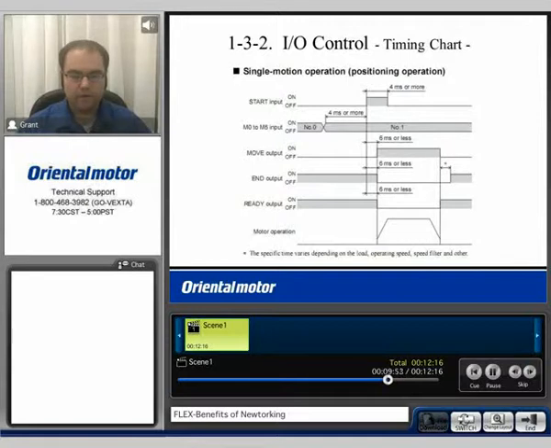So for example, if we're utilizing I/O control, we want to access the first position, or position number 1, we would simply manipulate the M0 through M5 to toggle between the 0 to 63 different profiles, and then simply activate the start input. Once we activate the start input, motion will immediately begin to operate, and we can see that it also manipulates different outputs. Move and ready outputs are available. The user does have the ability to completely customize the inputs and output as they see fit for different functions.